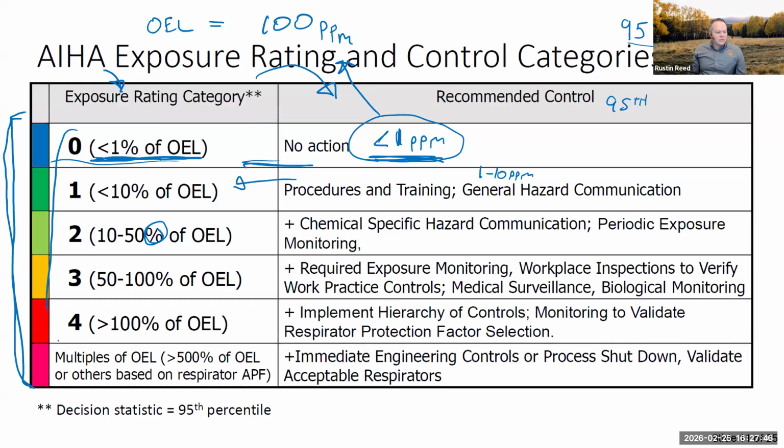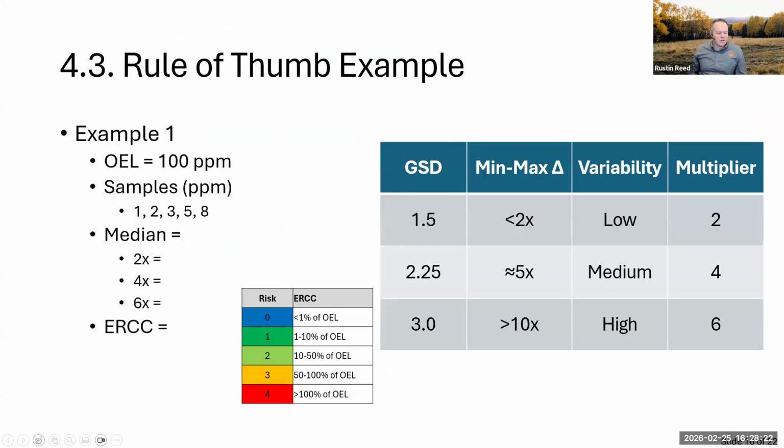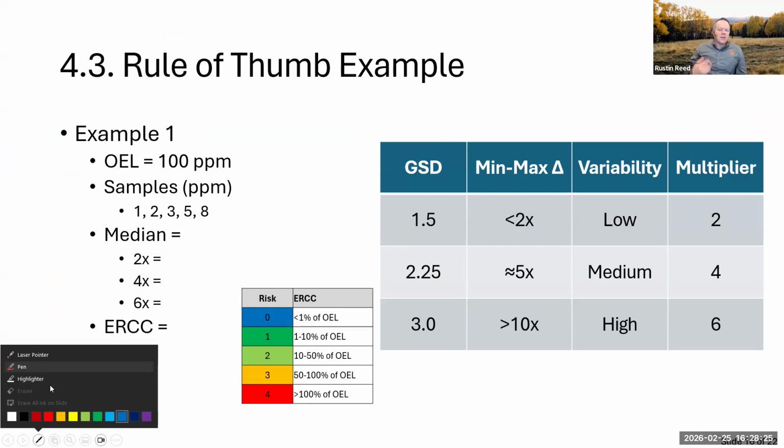So you can see we have 5 categories, 0 through 4, and we are comparing where we are in relation to our OEL. Everything is in relation to our exposure limit. So let me go back to where we were, and hopefully that helps with some understanding. So let's walk through an example. I think that'll help a lot. Walk through a second one, and then I'm going to let you practice a little bit here.